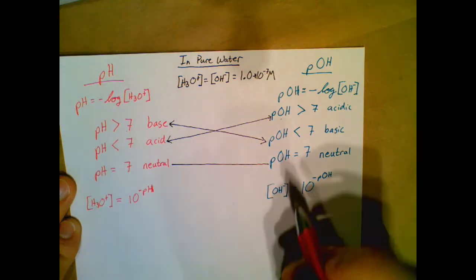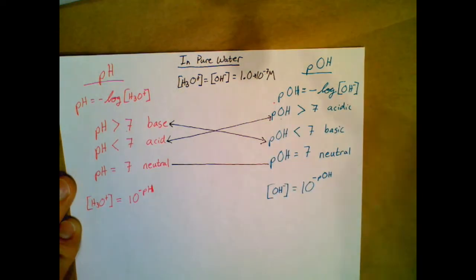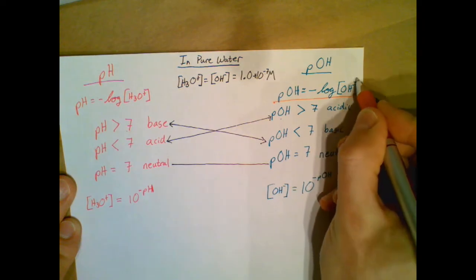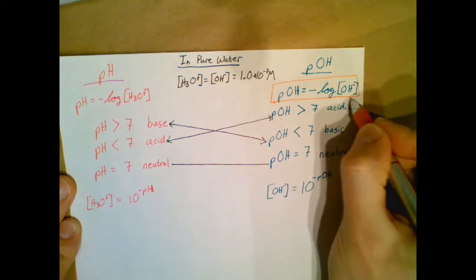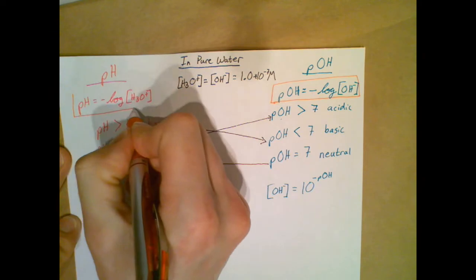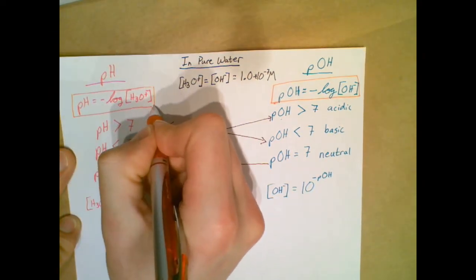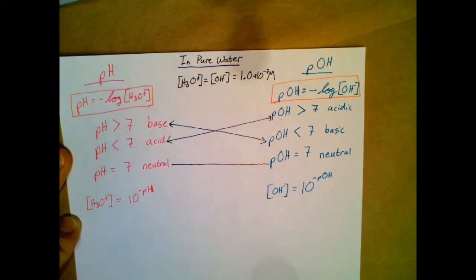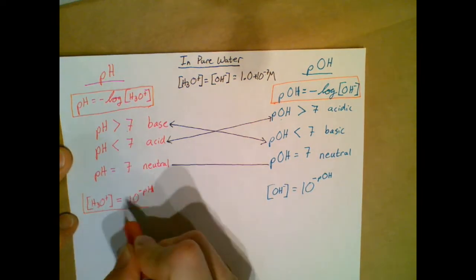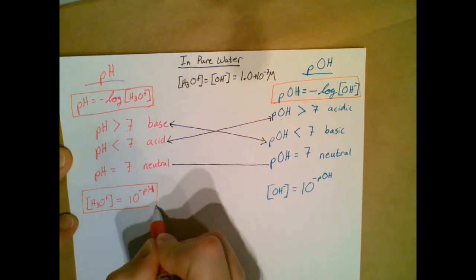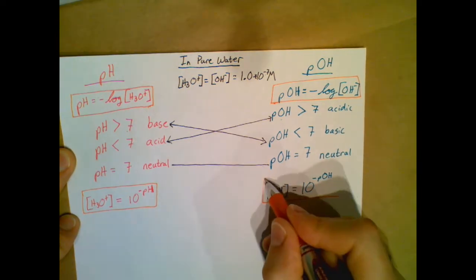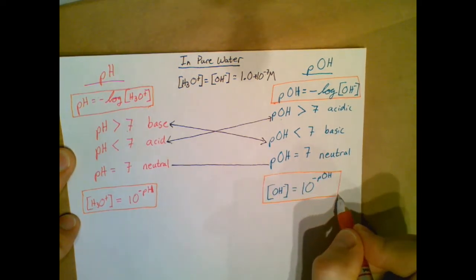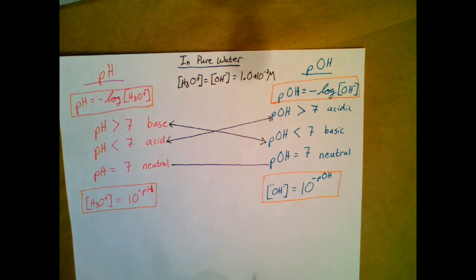So if you're looking at formulas, here's one formula, pOH, negative log of OH minus. Here's another formula, pH is the negative log of H3O plus. Concentration of H3O plus, 10 to the power of negative pH. Concentration of OH minus, 10 to the power of negative pOH. I don't even know if I'm saying pH or pOH anymore. I said so many P's and so many H's. Whew. But those are essentially 4 formulas that we need to be able to work with.